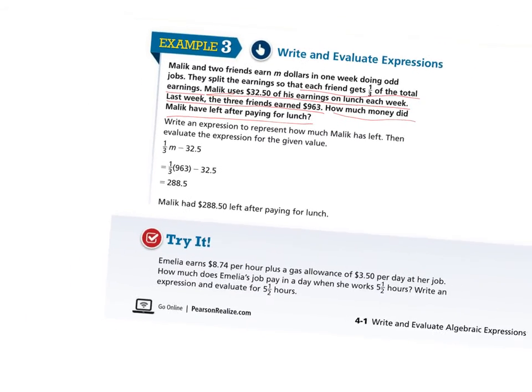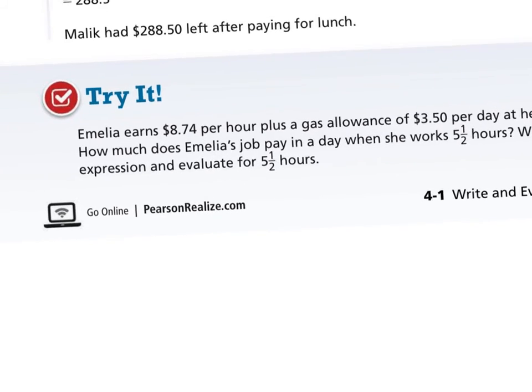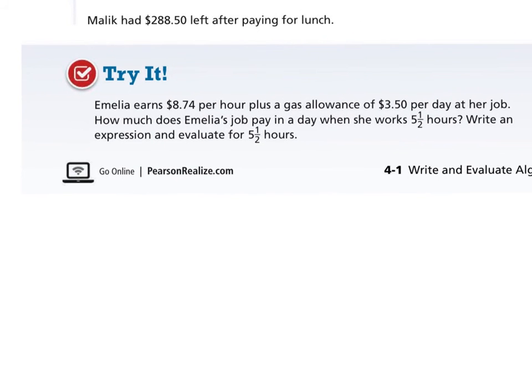We look at the try it. Amelia earns $8.74 per hour plus a gas allowance of $3.50 per day at her job. How much does Amelia's job pay in a day when she works 5.5 hours? Write an expression and evaluate for 5.5 hours.